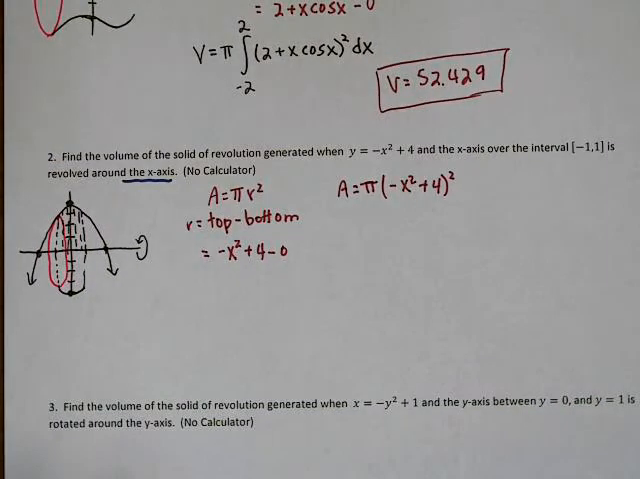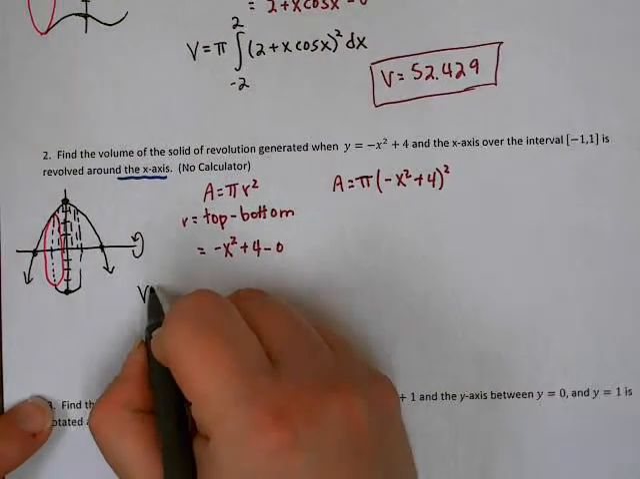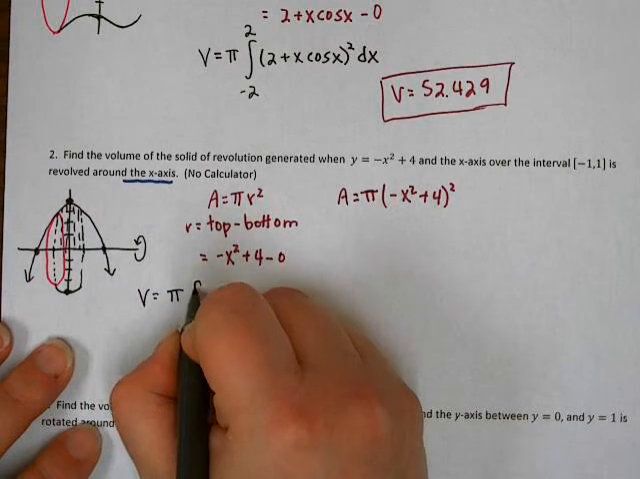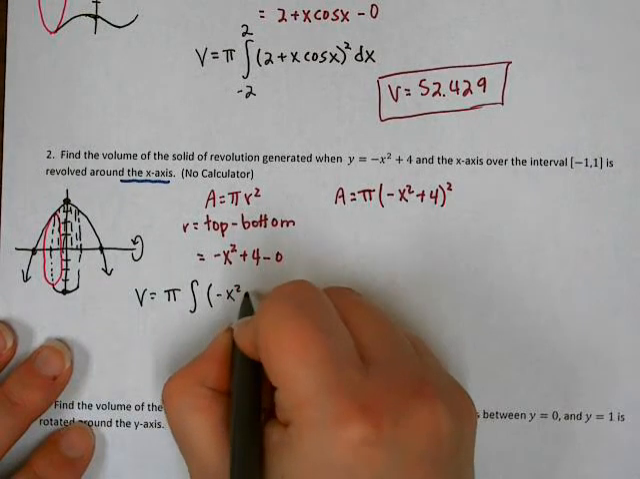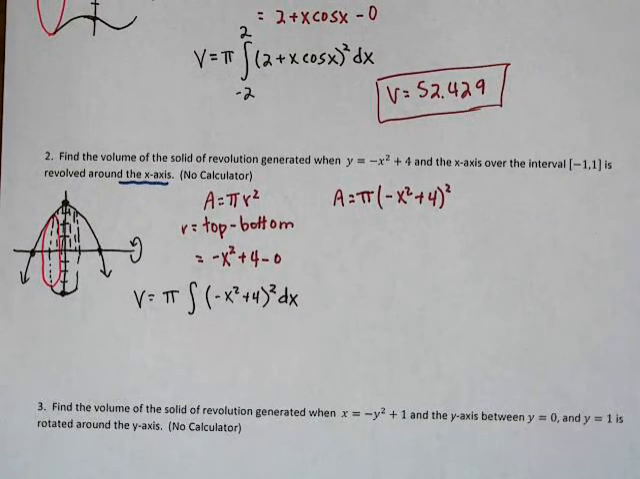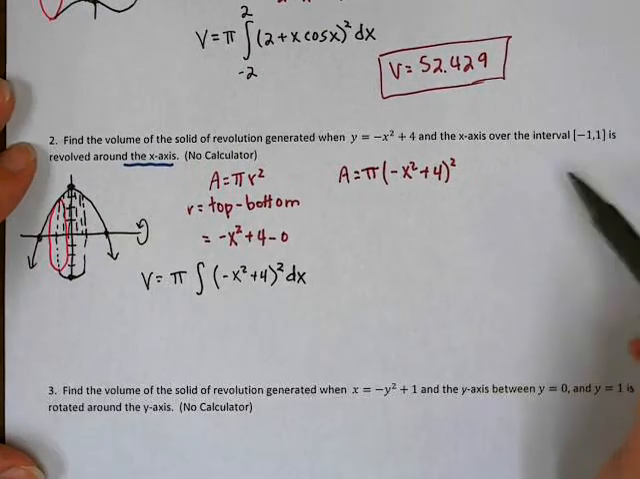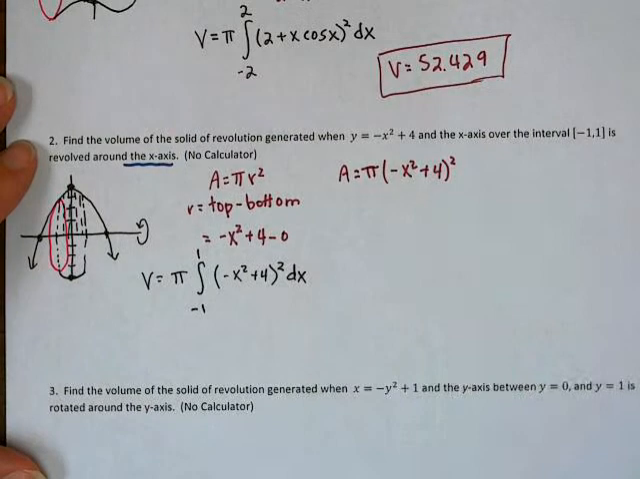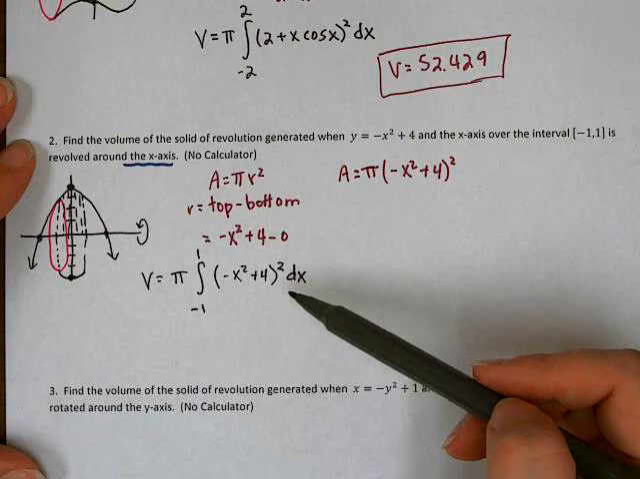Okay, so now we need to find the volume. We know that volume means we're taking an integral. So again, I'm going to take the pi out and I'm going to do an integral of (-x squared plus 4) quantity squared dx. Our starting x value is -1 and our ending x value is +1 because we've got this interval right here, so -1 to 1. Now you'll notice this one is a no calculator, so that means we have to take the antiderivative here by hand.